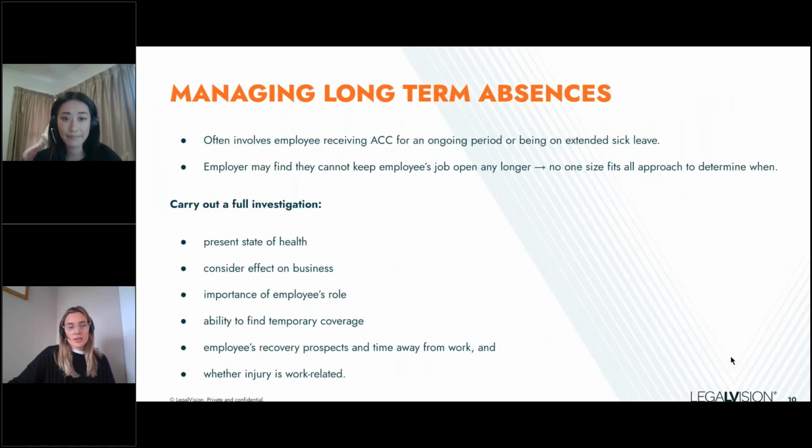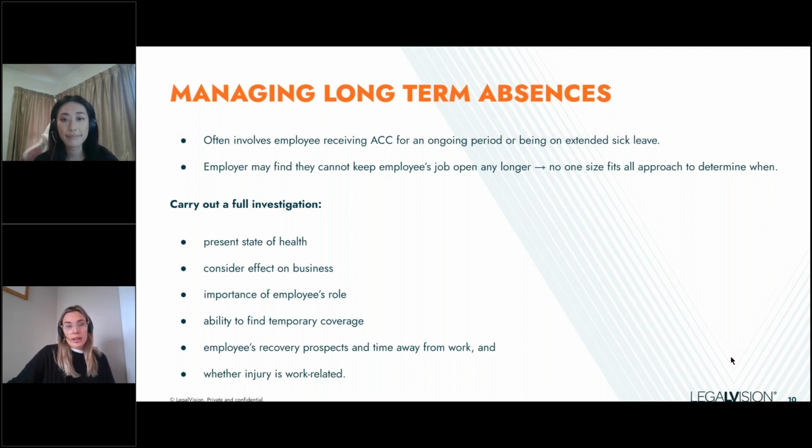Thanks, Louise. So as an employer dealing with long-term absences, it will often be at the pointier end of the scale as far as risk is concerned, as it will often involve circumstances where an employee is receiving ACC for an ongoing period of time, or they have been on extended sick leave.